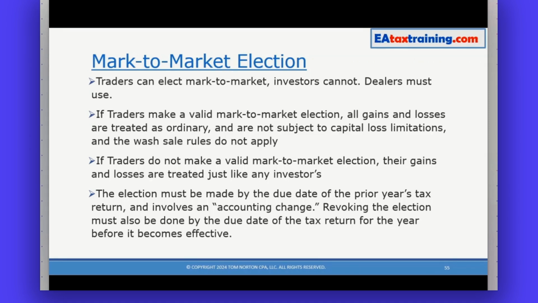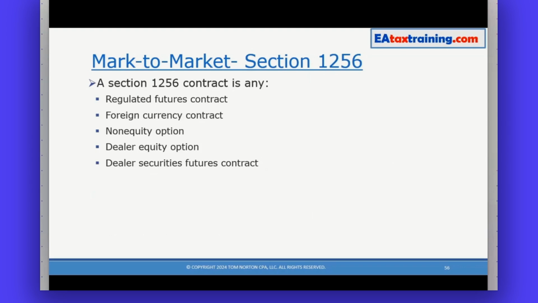If you want to revoke an election, once you make the election one year, that election is going to remain in effect until you revoke it. So if you're going to revoke it, you also have to revoke it by the due date of the prior year's tax return. So if you want to revoke that, again, you have to decide by April 15th to revoke that election. There's another part of mark-to-market.